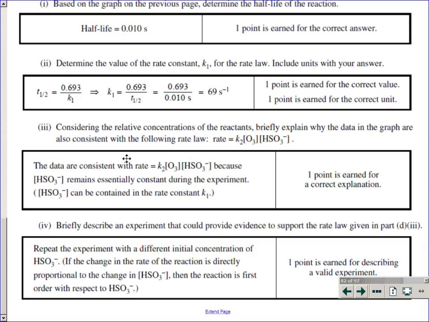But they're trying to tell you that the other reactant has to have an order of some sort. So they mentioned that it flooded the system, so the concentration stayed essentially the same, and we can contain that in the k value itself that was published in part 1.